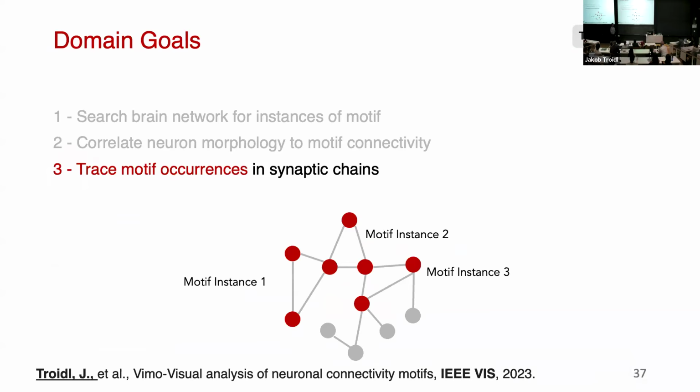Okay, and then the third goal was to trace motif occurrences in synaptic chains. So what that means is, how do particular instances of a pattern spatially relate to each other in the connectome? And for the sake of time, I want to refer you to the paper here if you're interested in that particular one.